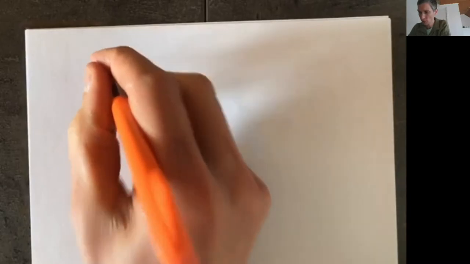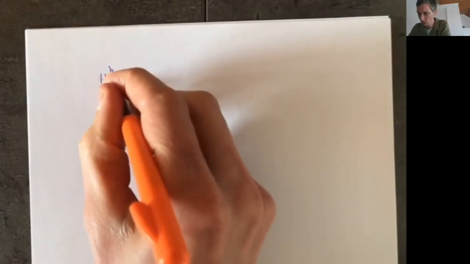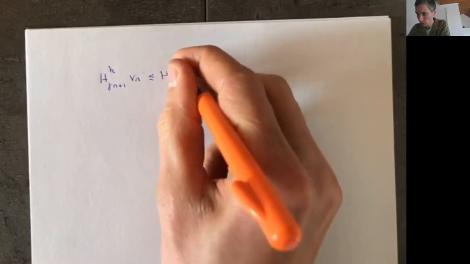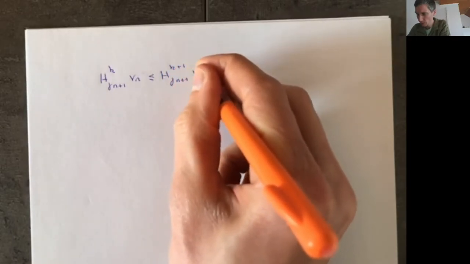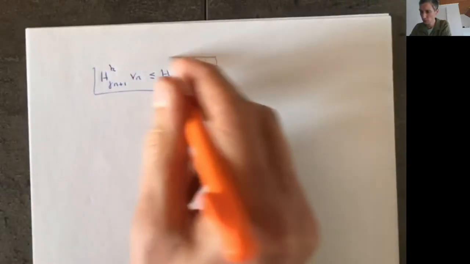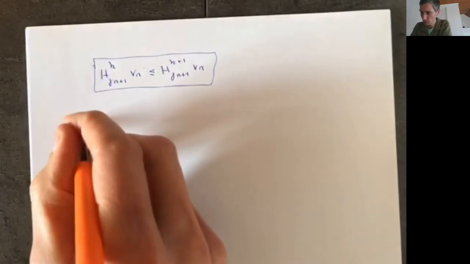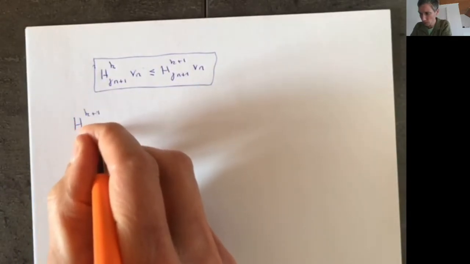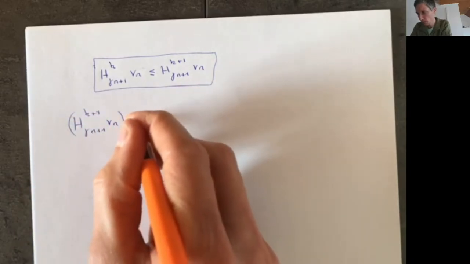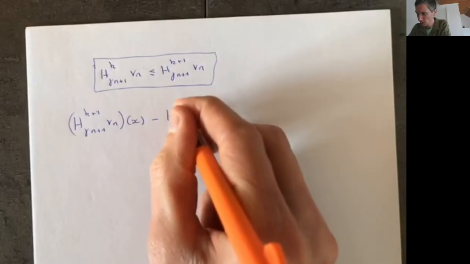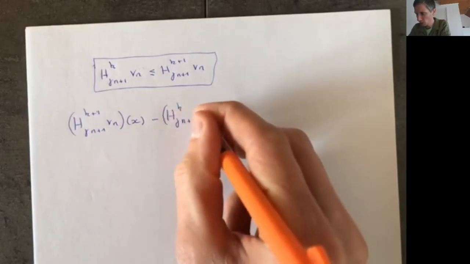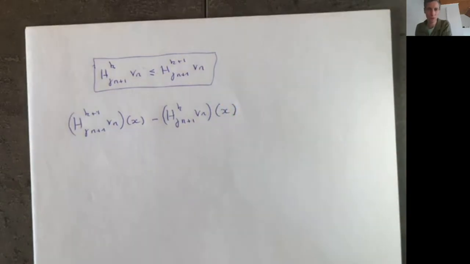Now for the induction step, let me assume that I have shown it for the first k steps. Now I want to show that if I take the k iteration of h gamma n plus 1 of vn, this is lower or equal to h of k plus 1 of gamma n plus 1 of vn. So the idea is the same. I take h k plus 1 of gamma n plus 1 vn evaluated at some state x minus h k gamma n plus 1 of vn evaluated at the same state.